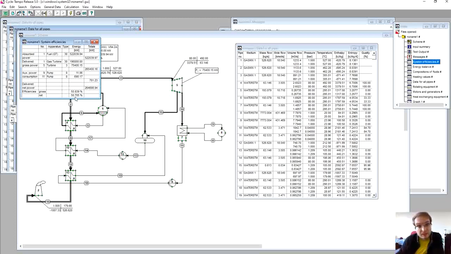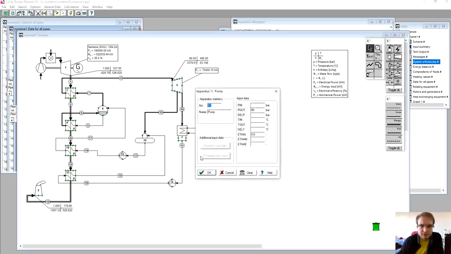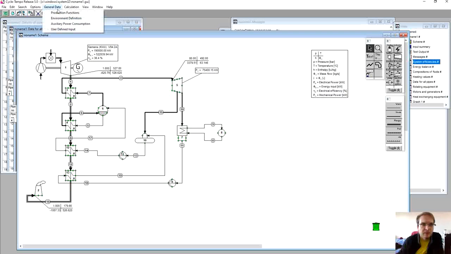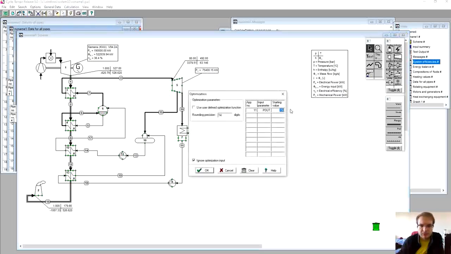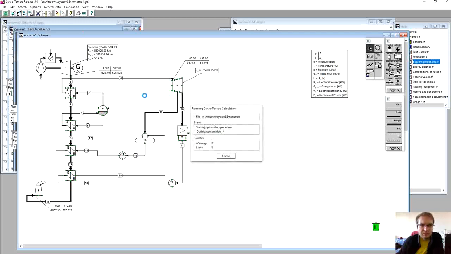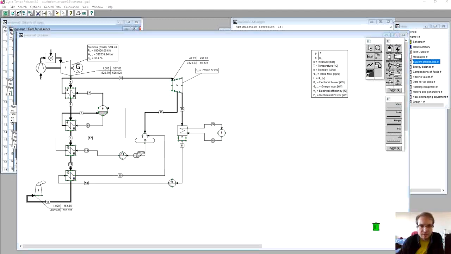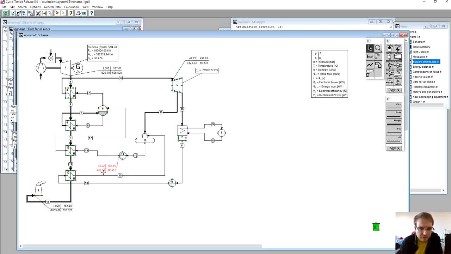So what's happening here? The thing is that the efficiency of the system doesn't go monotonously with the pressure, but there are some local optimums and local minimums. So we can again try to use this function, general calculation, optimization. We put the starting point of 80 bars. Now we want the optimization to run, and we actually get a success with a pump outlet pressure of only 42 bars, meaning 4 megapascals.